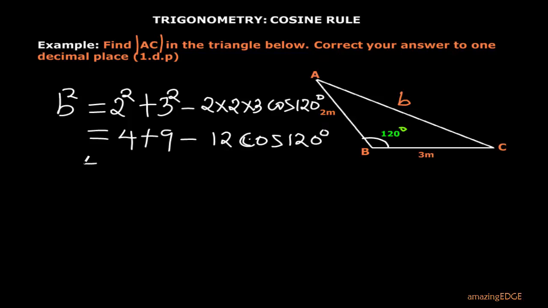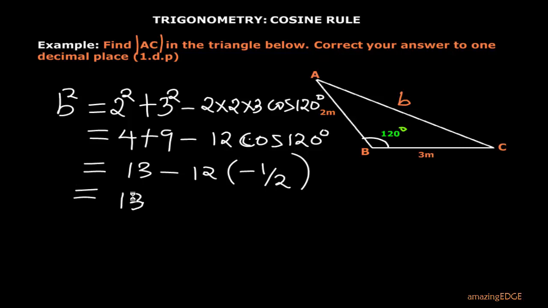So here we have 13 minus 12 times cos 120 degrees. What is cos 120 degrees? It's minus half, the same thing as minus 0.5. So now we have 13 minus 12 times minus half. Minus times minus gives plus, and 12 times half is 6. So we now have 19. What it means therefore is that b squared is equal to 19.